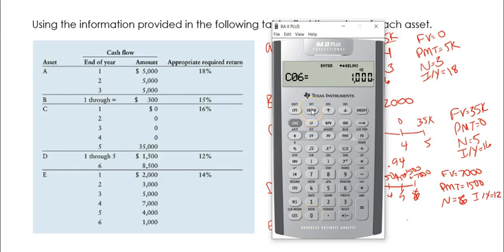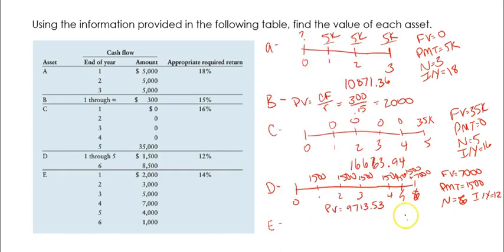Enter to save. You then push the net present value function. Our discount rate is 14%. Enter to save. Down and compute. $14,115.27. That's it for these problems.